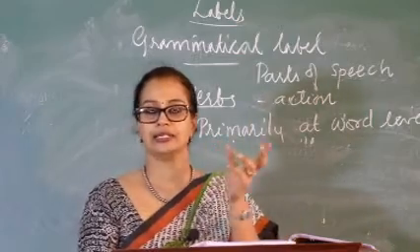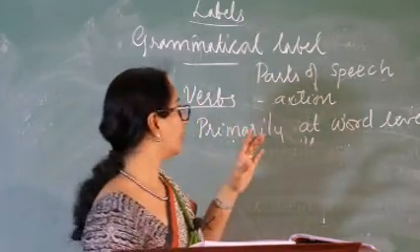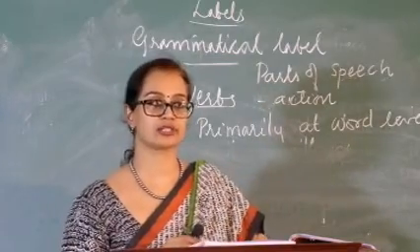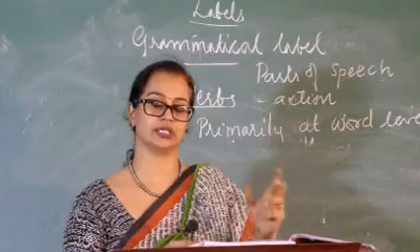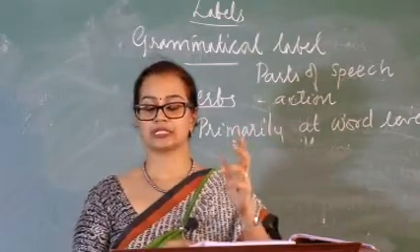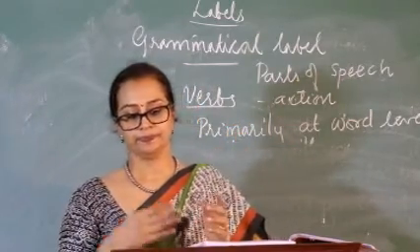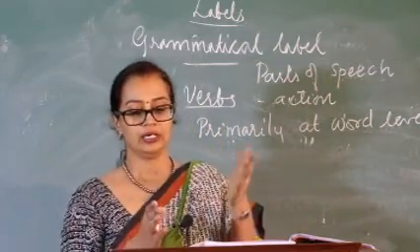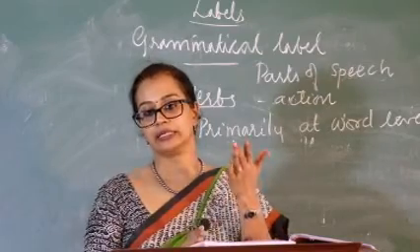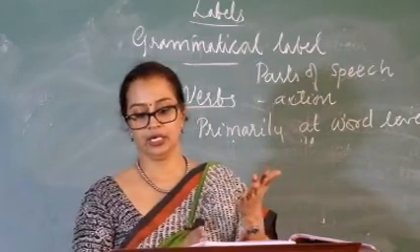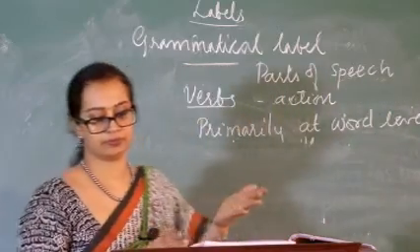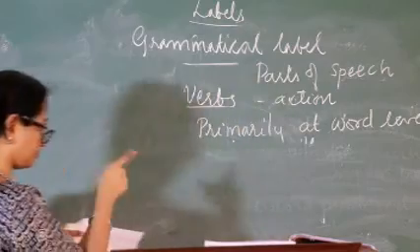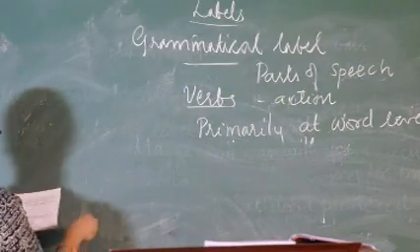They are labeled primarily at the word level. When we looked at nouns and adjectives, they were labeled at three levels: word, phrases and clauses. Verbs are also labeled at the three levels, but primarily verbs are labeled at the word level. So I'll explain with a few examples.